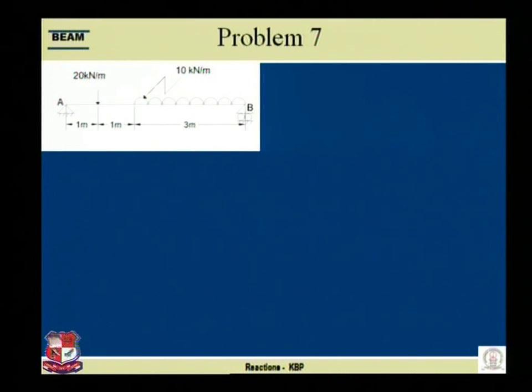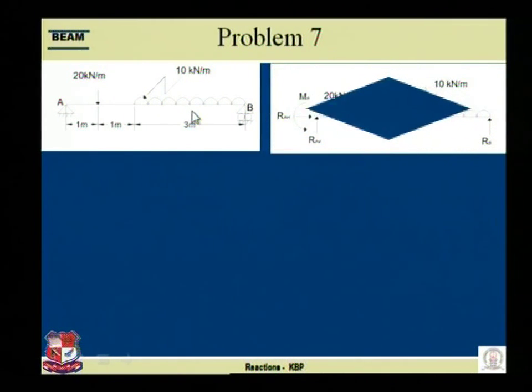Now let us combine the loads on a simply supported beam and see how to find out the reactions. A simply supported beam, the length is 5 meter. Here the 20 kilonewton load, there is a mistake here, it is purely kilonewton, not per meter length, acting at 1 meter, and the remaining 3 meter has 10 kilonewton per meter, that is the UDL, shown over here.